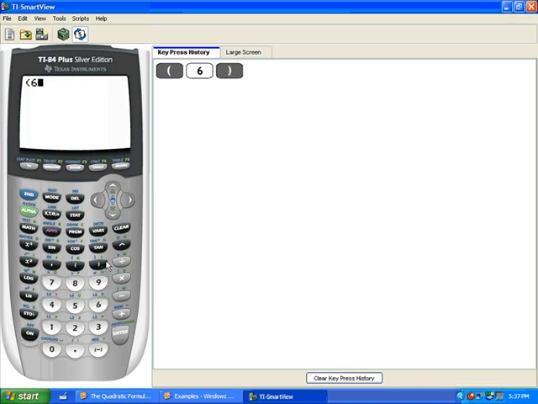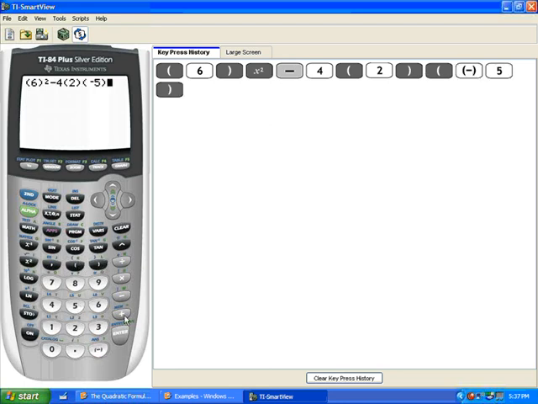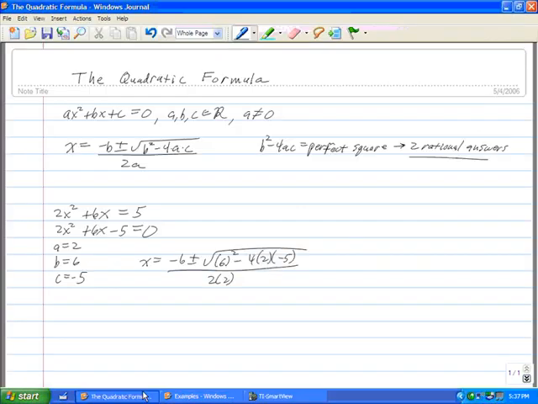Say 6 squared minus 4 times the 2 times the negative 5. This discriminant turns out to be 76. So I'm going to have x equaling negative 6 plus or minus the square root of 76 over 4.